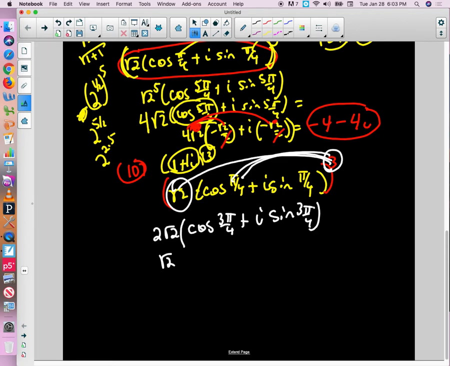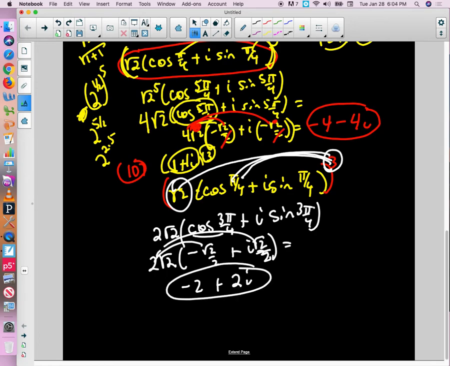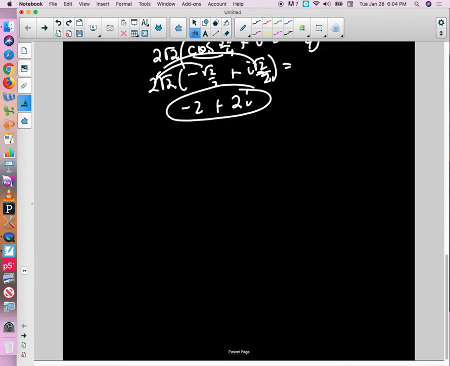And then if I get it in a plus bi form, the cosine of 3 pi over 4 is negative root 2 over 2. The sine of 3 pi over 4 is positive root 2 over 2. All right, there my 2's cancel and I get negative 2. And here my 2's cancel and I get a positive 2. So if you raise it to the third power, you get negative 2 plus 2i. And this is to go along with the examples that I did in class. Okay, now to do a root problem, that's how you do a power.